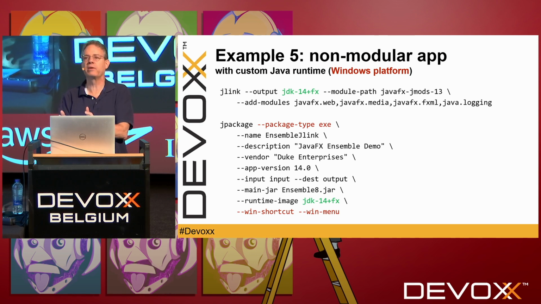That might be another reason I do this once, because I might now have my JDK that includes JavaFX and can be used for any number of applications. Then I run jpackage with all the same arguments as before, except that I say --runtime-image JDK14plusFX. What that says is, don't use the Java runtime that I'm running jpackage from as the starting point. Use this custom runtime over here that I've already run jlink on. And you can use that also to run different versions. It doesn't even have to be Java 14.